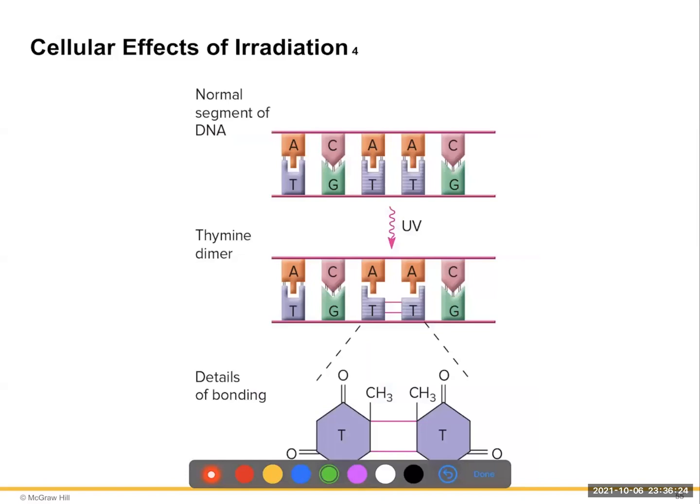Here's a good example of a dimer. This is your normal DNA where it pairs: adenine pairs with thymine, guanine pairs with cytosine. Then you have UV radiation. It's called a thymine dimer, where thymines are next to each other, and it breaks that bond and establishes a new link between the thymines. So it breaks the adenine-thymine bond and has the thymines linked together. That's what's called a dimer, a pyrimidine dimer. You can see right here the bond point between the two thymines.